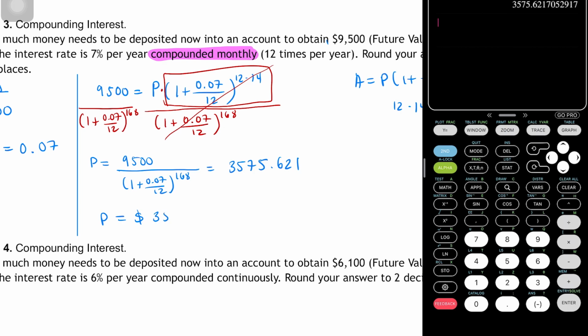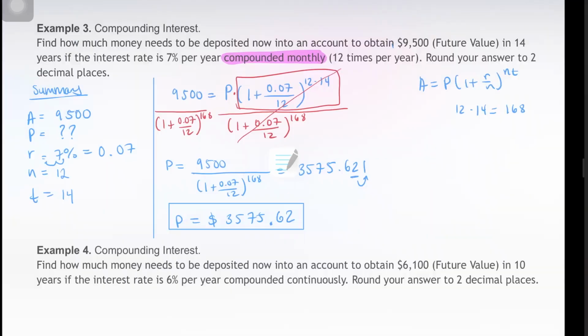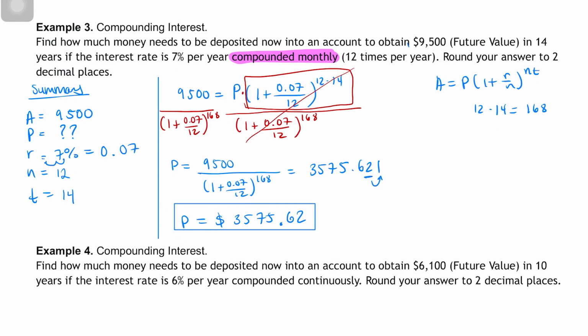It's going to be 3,575 point. We're going to round to the nearest cent. So we need to test the value of 1, and 1 is less than 5. So that means we're not rounding up. We're staying the same. All right. So this means that in order for us to have 9,500 in 14 years, we will need to invest $3,575.62 with a 7% rate per year compounded monthly.